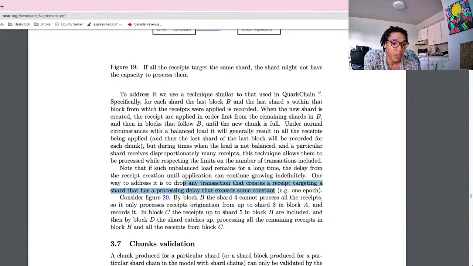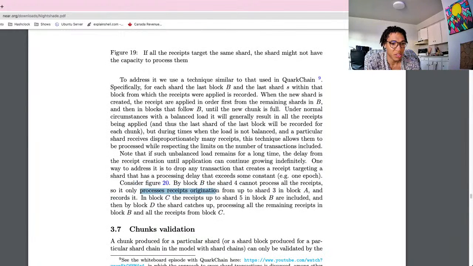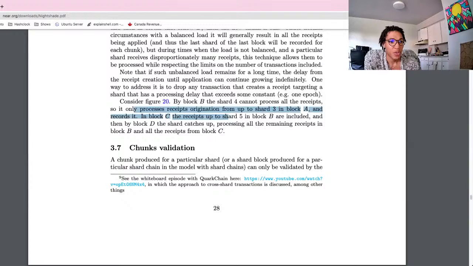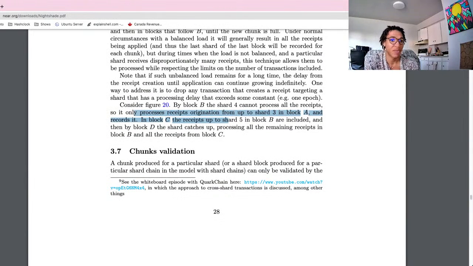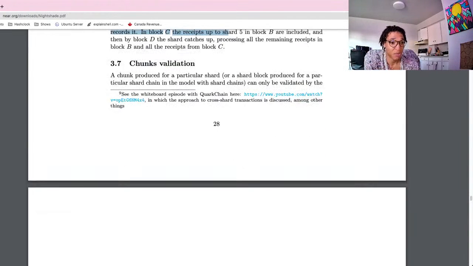Consider figure 20. By block B, shard 4 cannot process all the receipts, so it only processes receipts originating from up to shard 3 in block A and records it in block C. The receipts up to shard 5 in block B are included, and then by block D, the shard catches up, processing all the remaining receipts in block B and all the receipts from block C, which is basically how most things work now in most blockchains.